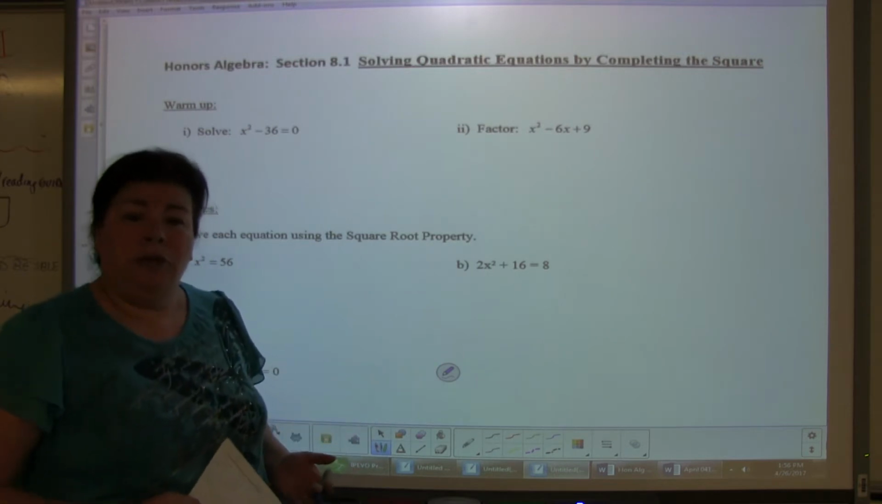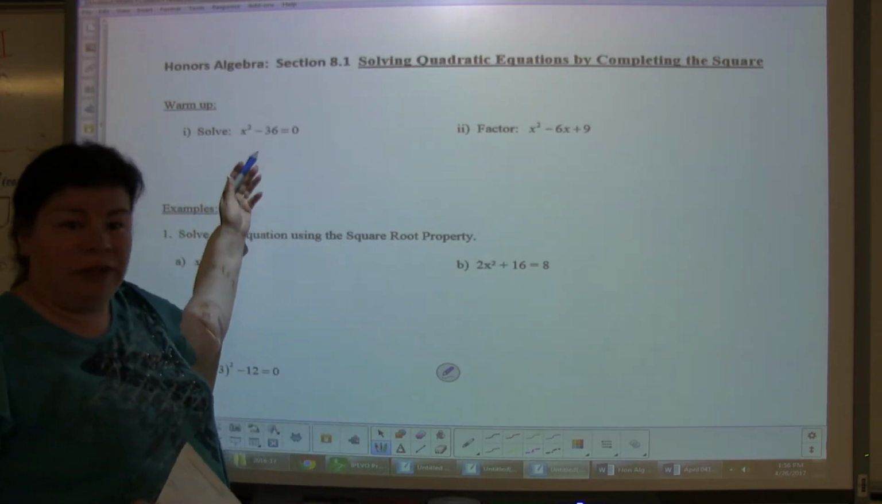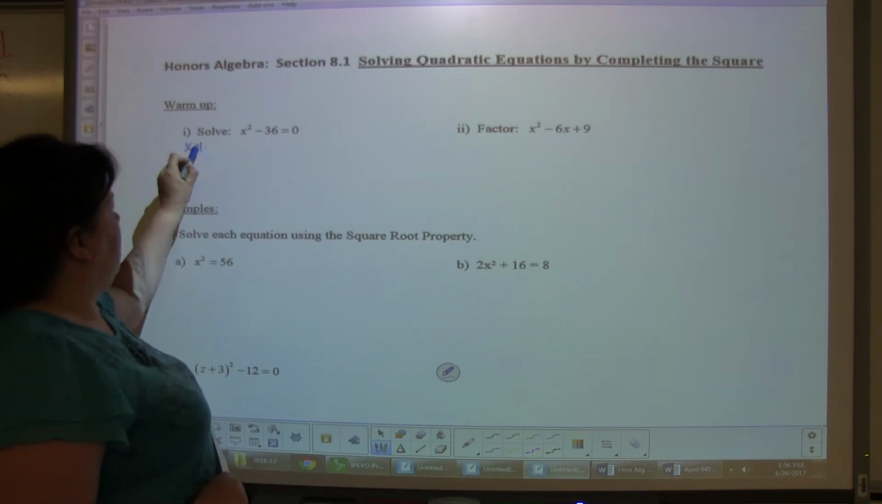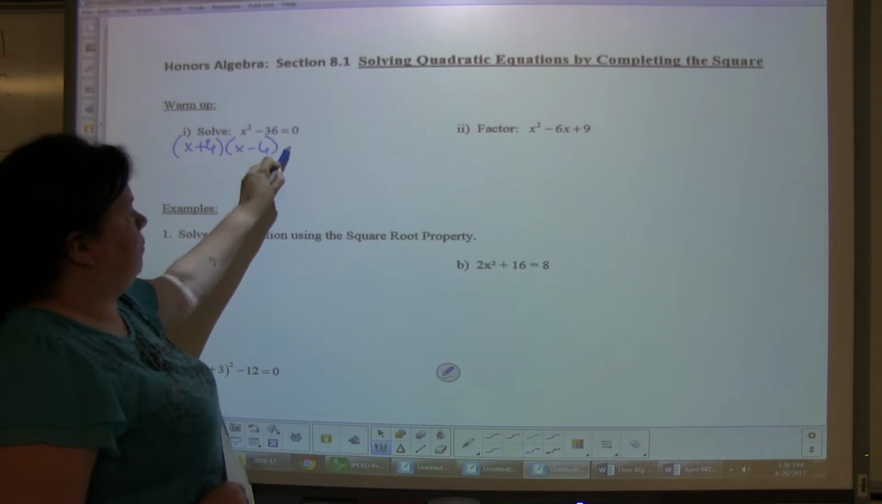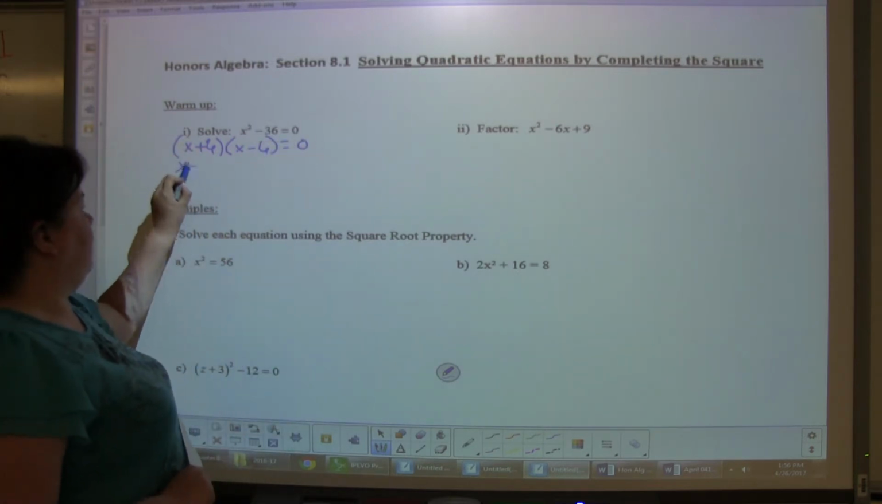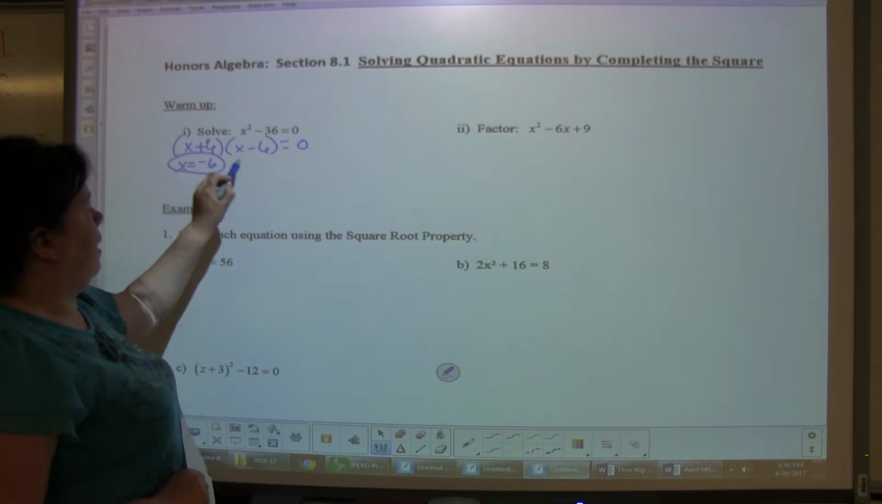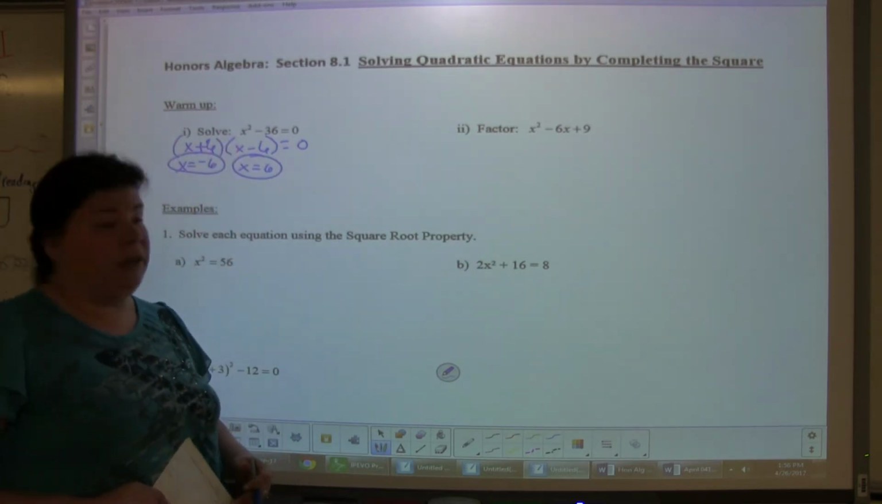If you're done doing your warm-ups, then we could solve this by factoring. If you recall, we can factor (x + 6)(x - 6) = 0. And if you set each factor equal to 0, you're going to have x = -6 and x = 6. So there's one method, by factoring.